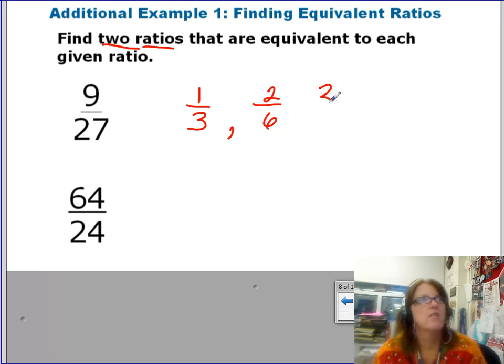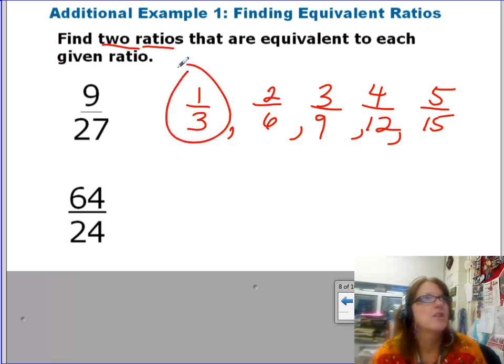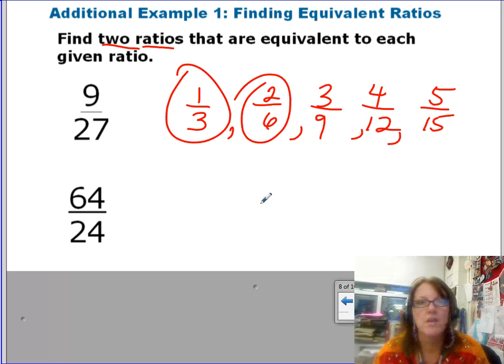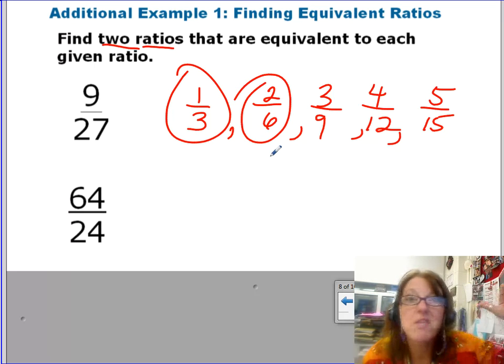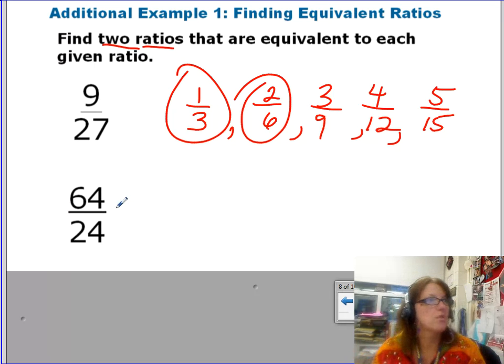2/6, 3/9, 4/12, 5/15. Oh, I guess I'm kind of overachieving right now. You only need 2, so just give me any 2 that work. Psst, there's a million correct answers here. We might not all have the same ones, and that's okay.